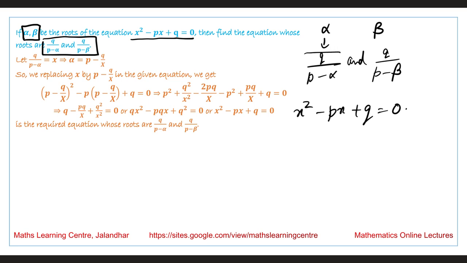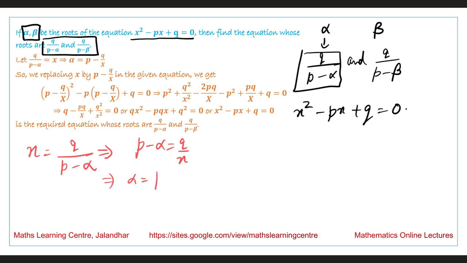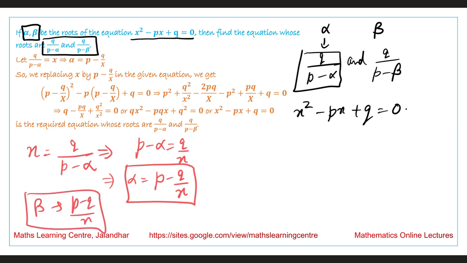we are saying we require the root to be in this form. Suppose the value of x we obtain from this is q over p minus alpha. So this gives us that p minus alpha is equal to q by x, and this implies that the value of alpha is equal to p minus q by x. Similarly, the value of beta will be p minus q by x. So this is the transformation we have to use over here.